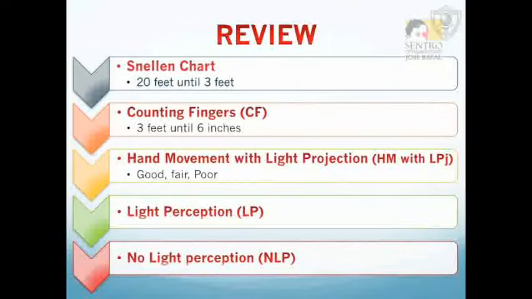To review, start distance visual acuity testing with the Snellen chart at 20 feet until 3 feet. If the patient still cannot read the biggest letter at 3 feet, start finger counting at 3 feet until 6 inches. If the patient still cannot count fingers at 6 inches, do hand movement with light projection. If the patient cannot correctly identify a single quadrant, check for light perception. If there is none, record visual acuity as no light perception.